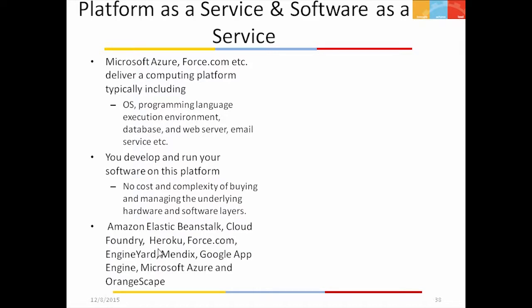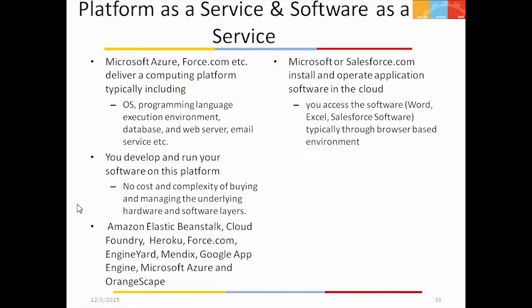Examples would be Amazon's Elastic Beanstalk, Cloud Foundry, Heroku, Force.com, Mendix, Google App Engine, and so on. These are all examples of platform as a service. But there is software as a service also, like Salesforce.com, which will give you a ready-made solution for CRM that is typically one level higher, in terms of abstraction, than platform as a service.